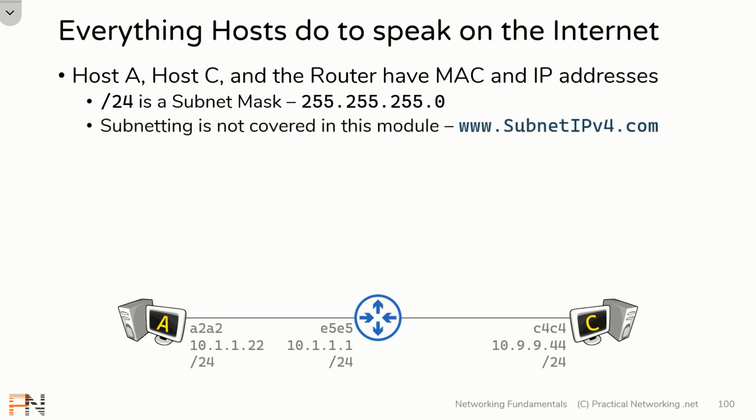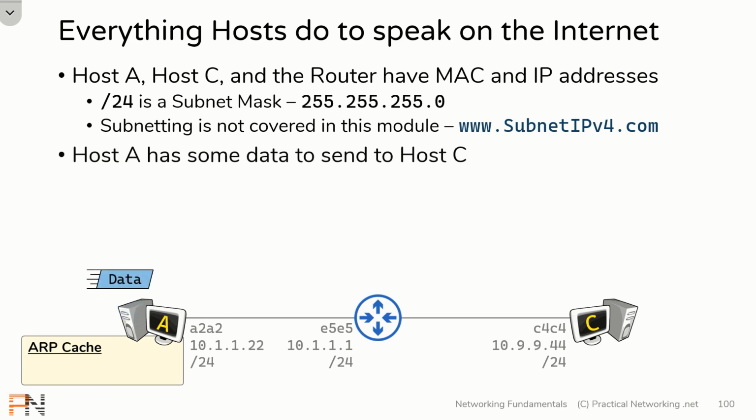In the first part of this lesson, we mentioned that anything with an IP address has an ARP cache. Well, host A, the router, and host C all have IP addresses, so all three of them have an ARP cache. But in this video, we're going to be focusing on host A, so we're only going to show you host A's ARP cache. And we're going to show you its functionality, as host A has some data to send to host C.